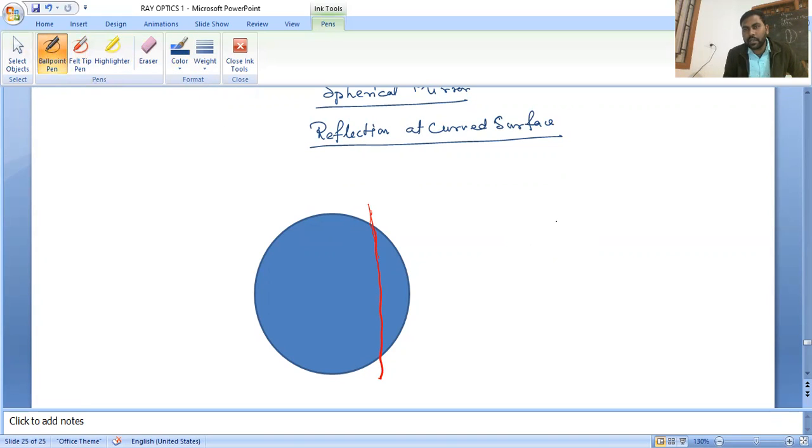So we will get a thing like this. Are you getting my point? This part is this, this part is this. If we silver its back portion, this portion is silvered.